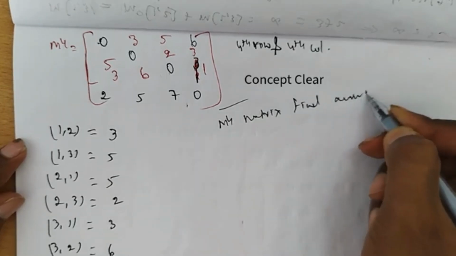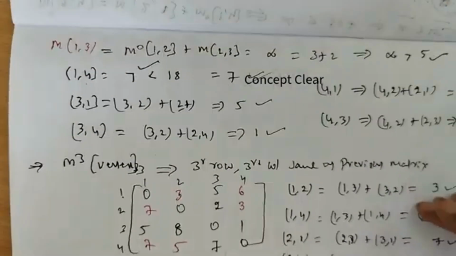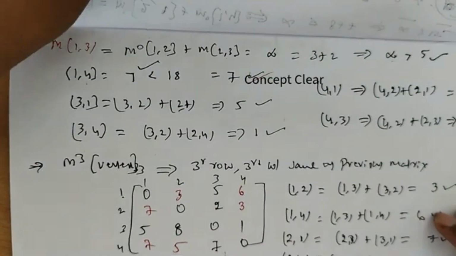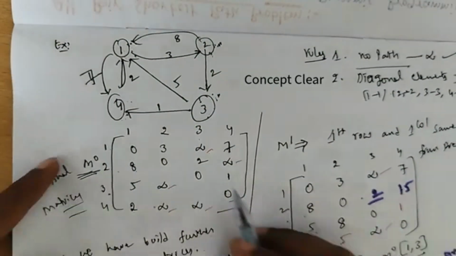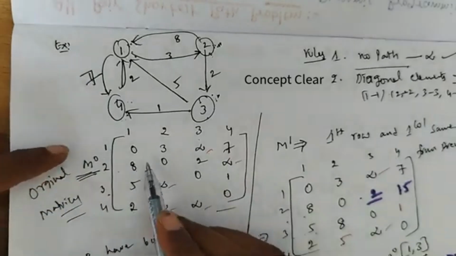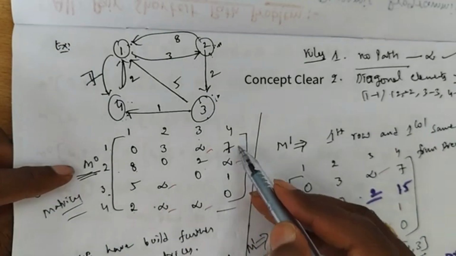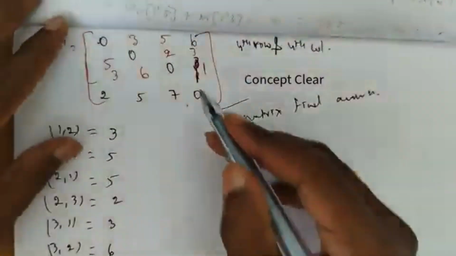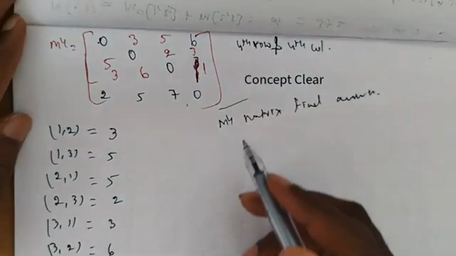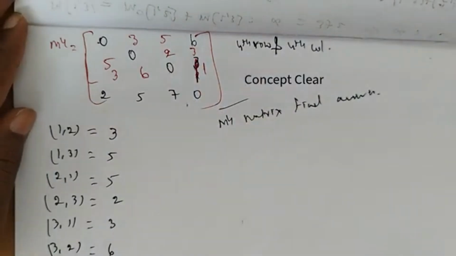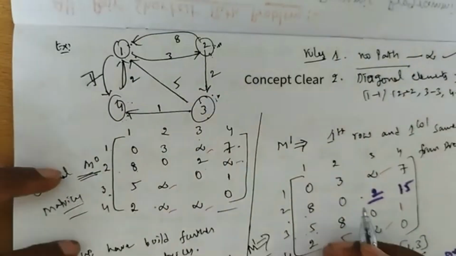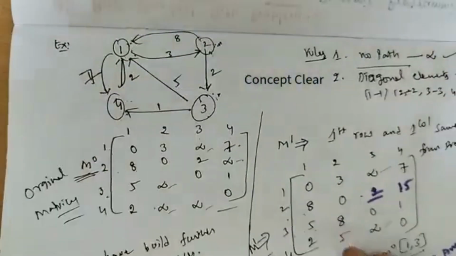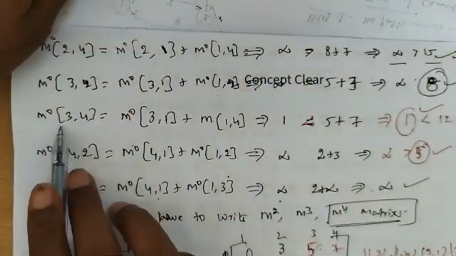If you compare M0 and M4, the values are minimized. The maximum value here is infinity. In the M4 matrix there are no infinity values, so the values are minimized. This is the general method, calculating between two vertices.